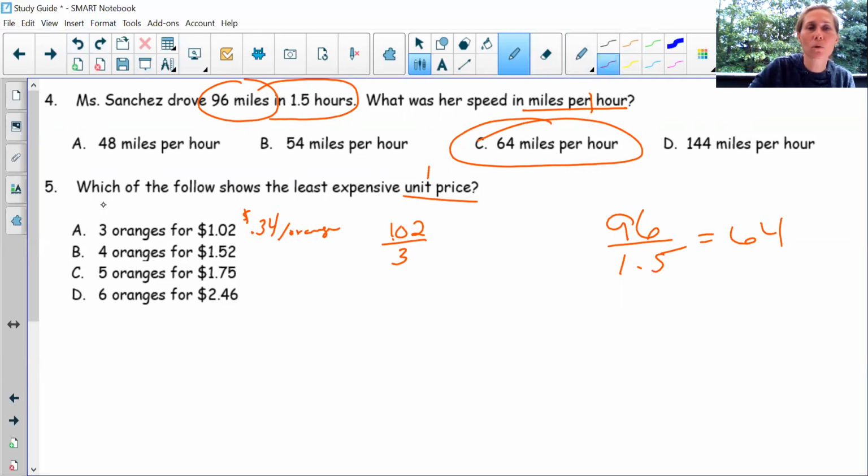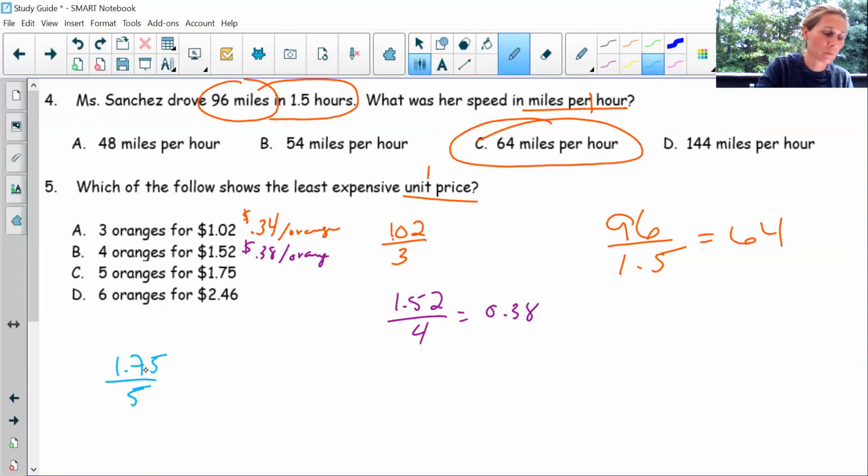All right, now let's do the 4 oranges. So I've got $1.52 divided by 4 gives me 38 cents. So this is 38 cents per orange. Now, so far, the best price is A as of right now. Let's look at C. $1.75 for 5 oranges gives me 35 cents. So far, A is still beating per orange.